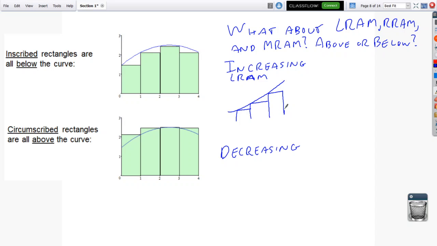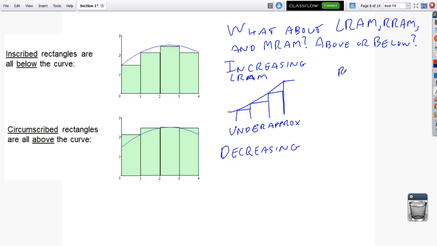So notice how if I use left endpoints and the function is increasing, we have entirely rectangles underneath the curve. So if the function is increasing and you're using an LRAM, you will have an under approximation.